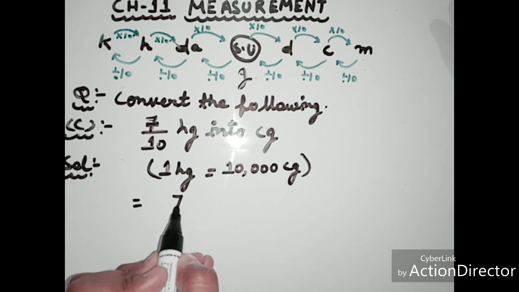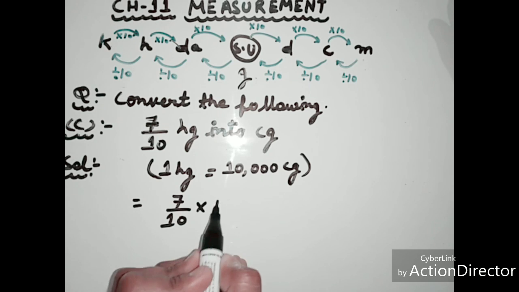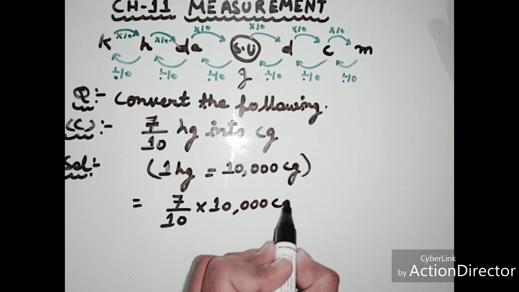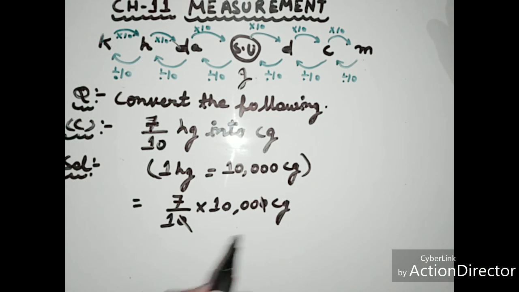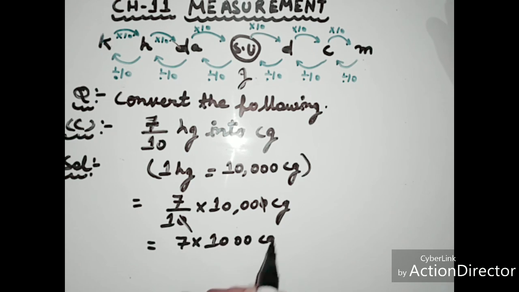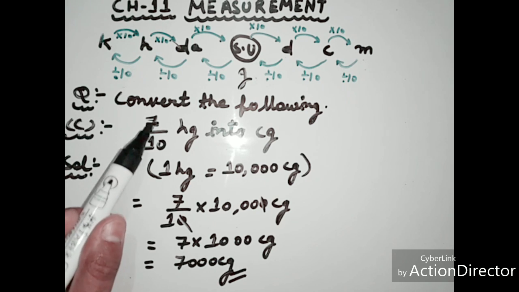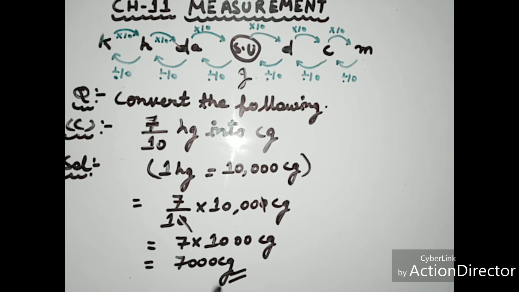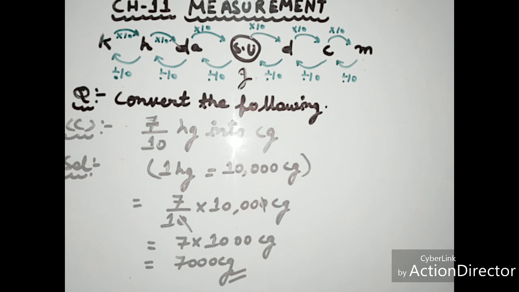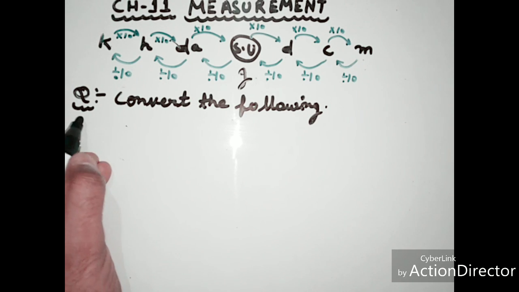Now we multiply 7/10 by 10,000 centigram. Here 0 cancels out by 0 and here 7 into 1000 centigram. So when you multiply 7 by 1000, we get 7000 centigram. So when we convert 7/10 hectogram into centigram, we get 7000 centigram. Now example number D.